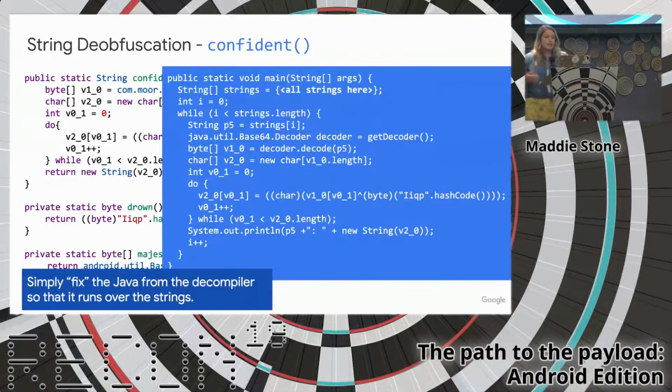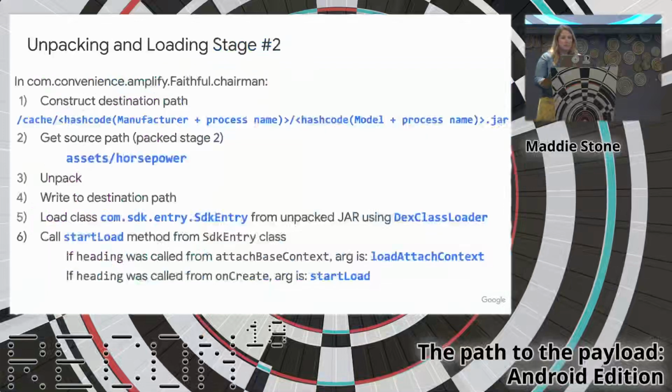But what's nice is that this is Java versus if they had written this in native code. One of the nice things about when they choose to write their code in Java is you can generally copy and paste it from the decompiler. If you have a decent decompiler, just fix up some things the compiler doesn't like, and then run it statically over all your strings. So that's exactly what I did. Within a few minutes, I then had all of the unobfuscated strings to continue analysis.